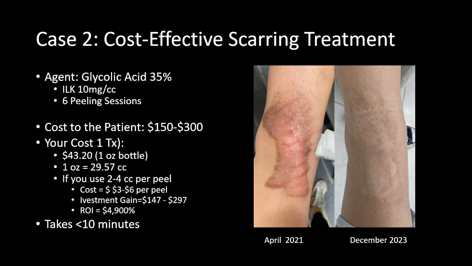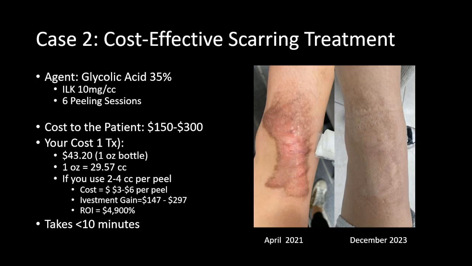So I chose to do a glycolic acid 35% peel, and I combined that with intralesional Kenalog, 10 milligrams per cc. She actually had 6 peeling sessions, and she got a wonderful result. Of course, this is 2 years after it, but granted that I didn't have a laser to help her with, this was a great result just with peels and intralesional Kenalog.